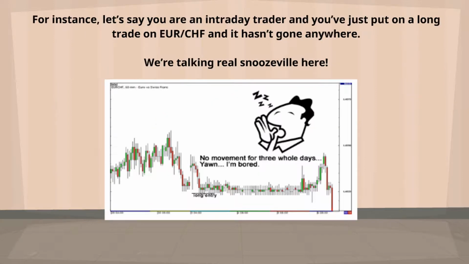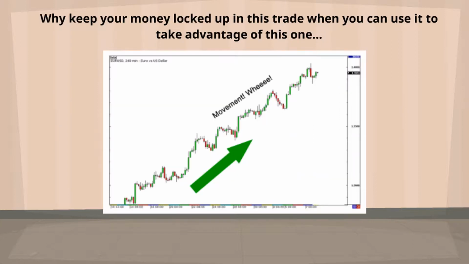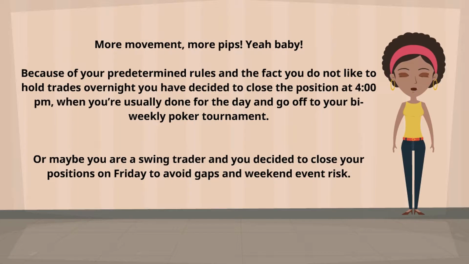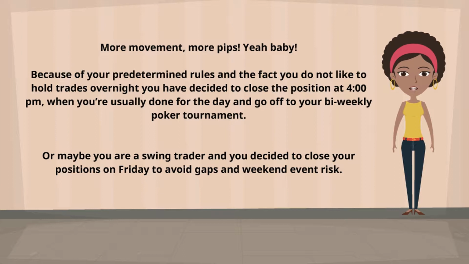For instance, let's say you're an intraday trader and you've just put on a long trade on euro to Swiss franc and it hasn't gone anywhere. We're talking real snoozeville here. Why keep your money locked up in this trade when you can use it to take advantage of this one? More movement, more pips. Because of your predetermined rules and the fact you do not like to hold trades overnight, you have decided to close the position at 4 p.m., when you're usually done for the day, and go off to your bi-weekly poker tournament.